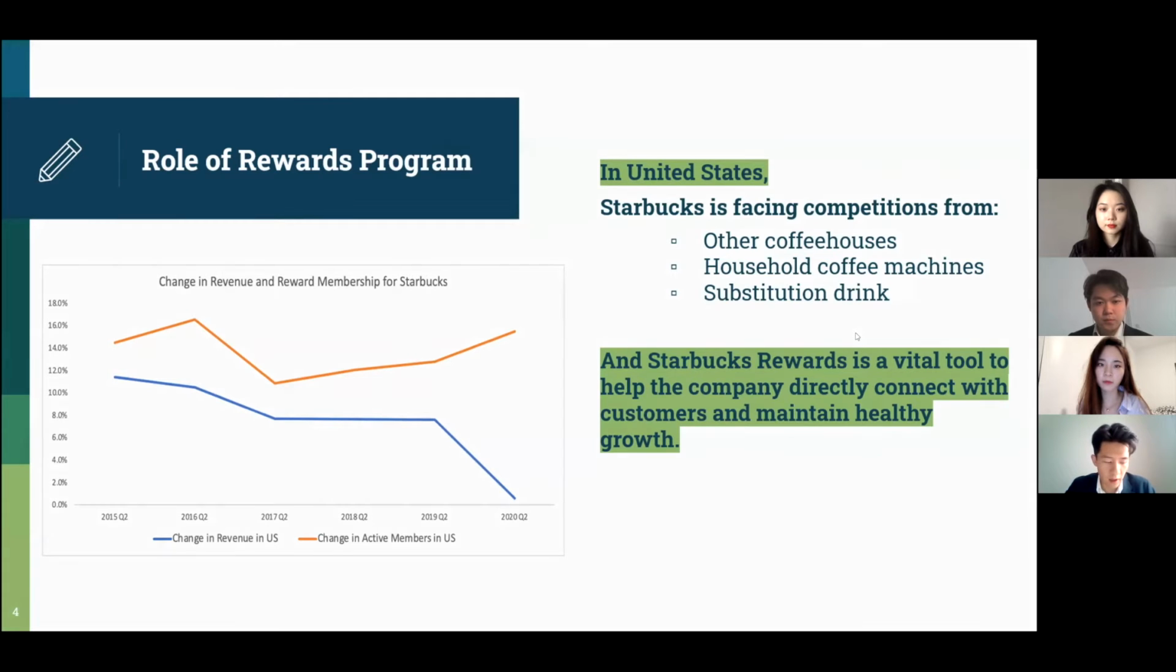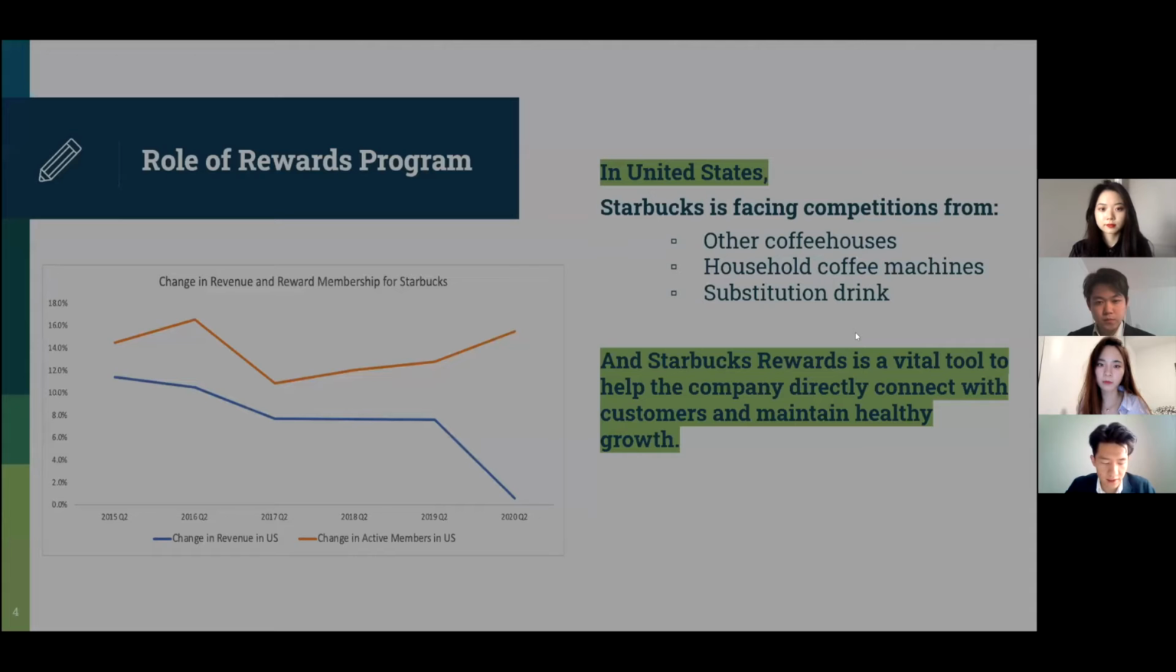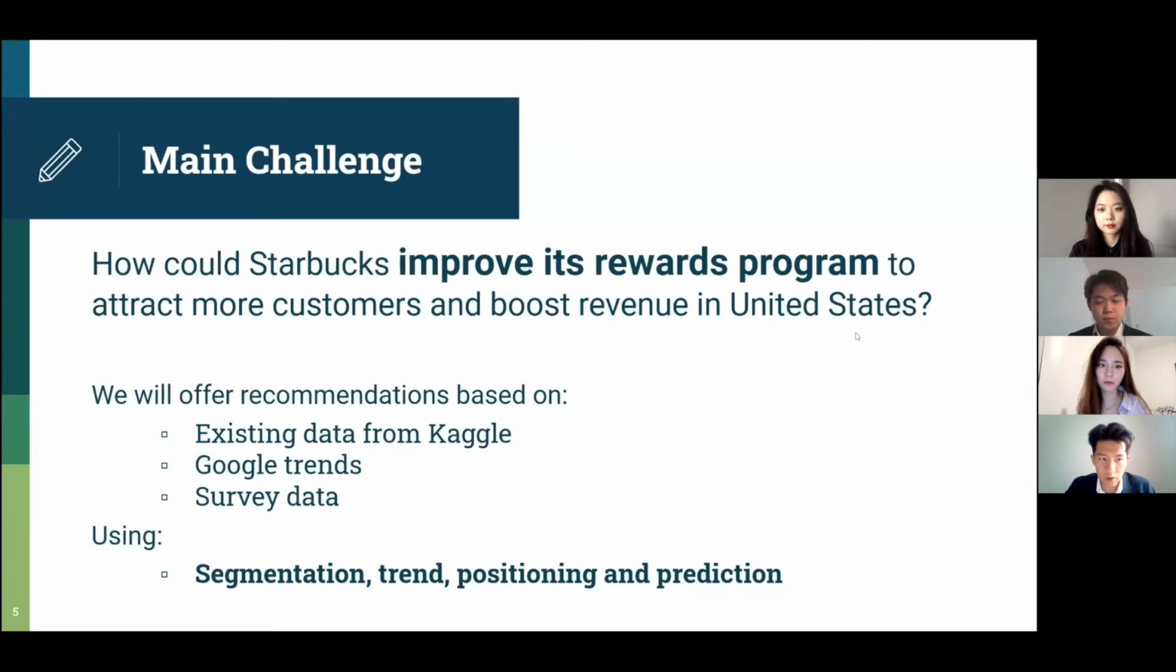For Starbucks, the main challenge we will discuss is how it could improve its rewards program to attract more customers and boost revenue in the United States. We will offer recommendations based on existing data from Kaggle, Google Trends, and survey data using segmentation, trend, positioning, and prediction analytics. Next, Siyuan will talk about our findings from the existing data.